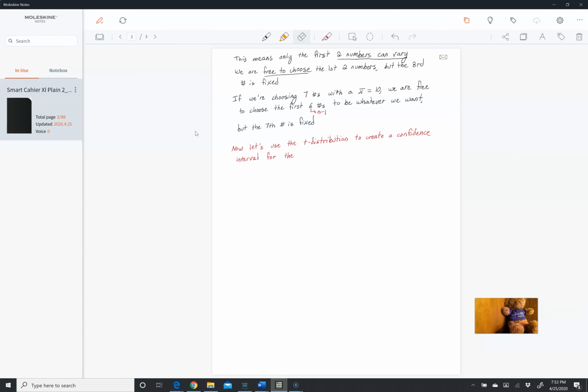So again, what's the difference? How do we know when to use a t-distribution versus a normal distribution? In other words, we'll call it a t-value versus a z-score. Our sigma is unknown.